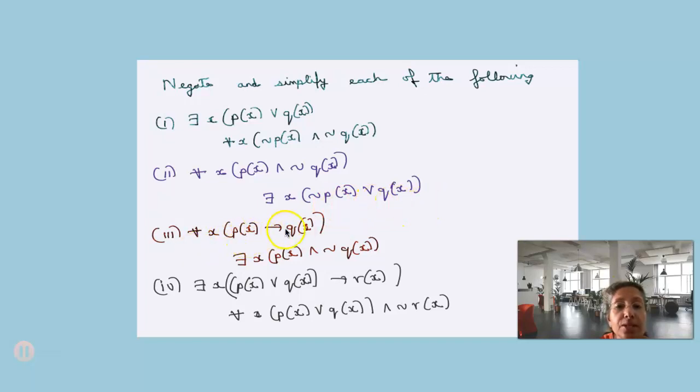For all x, Px implies Qx. What will be this? There exists x, Px conjunction negation Qx. The negation of A implies B is A conjunction negation B. There exists x, Px disjunction Qx implies Rx. The negation will be for all x, Px disjunction Qx, conjunction negation Rx.